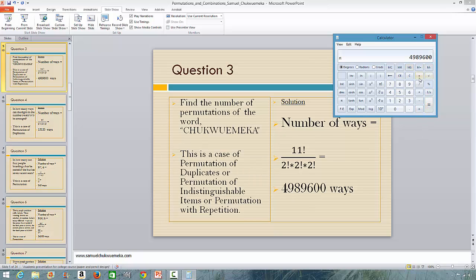That gives me 4989600. 4,989,600 ways. Okay, it kind of saves time, you know.